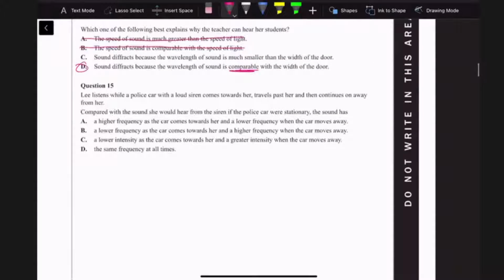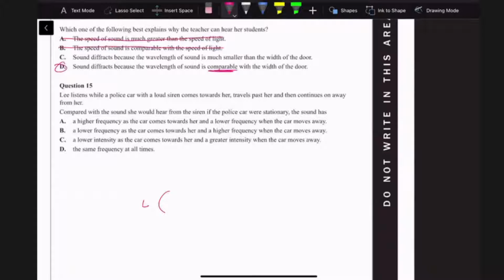So there's a police car coming towards Lee, and then it continues on. So when it's coming towards her, the waves, because the velocity from the car is moving towards her, the distance between the waves gets smaller. So then that causes her to hear them at a higher frequency. And then when it's moving away, the distance between the waves is getting larger. Sorry, this is a bad diagram, but that means it's going to be a lower frequency when it moves away. And that's why the answer is A.